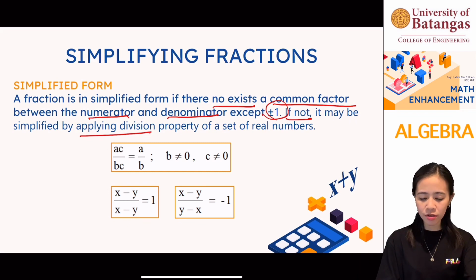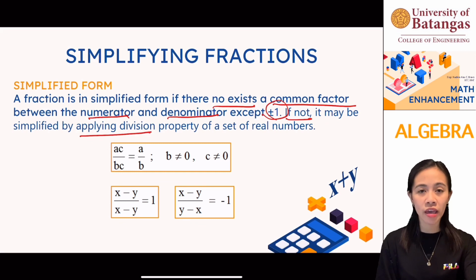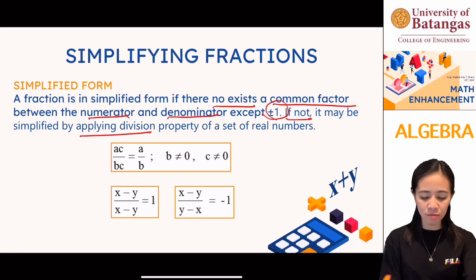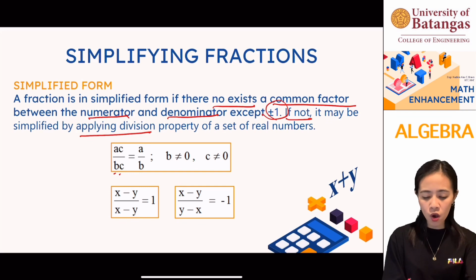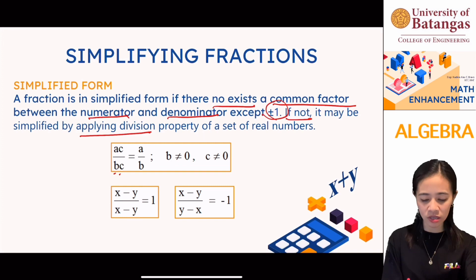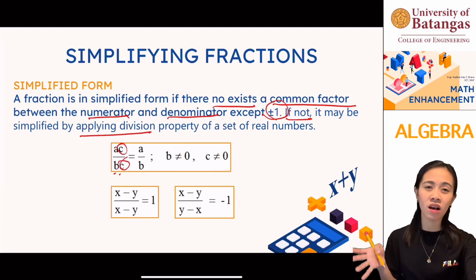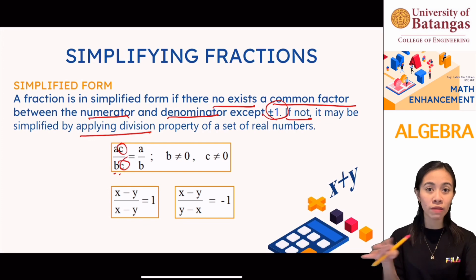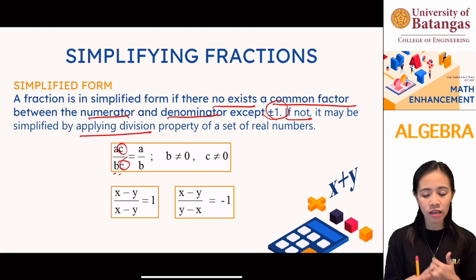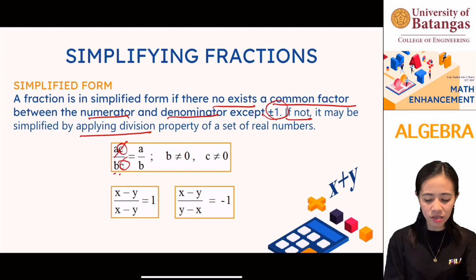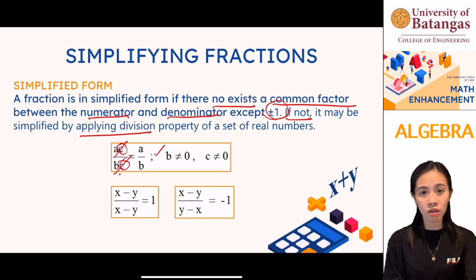Okay? So, if you have AC all over BC, you can see that in the numerator you have A and C as factors, and in the denominator you have B and C as factors. So among these factors, C is common, right? C appears in the numerator and in the denominator. And C is multiplied to the other terms. C is multiplied, not added, not subtracted. Okay? That means we can cancel it since it's common, and you'll be left with A over B, provided that B should not be equal to 0 and C should not be equal to 0.